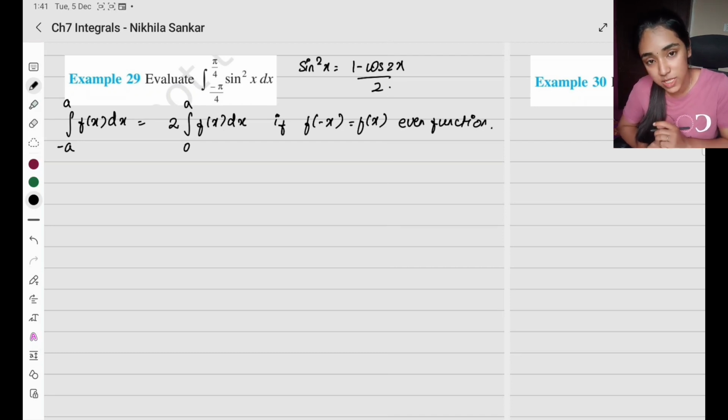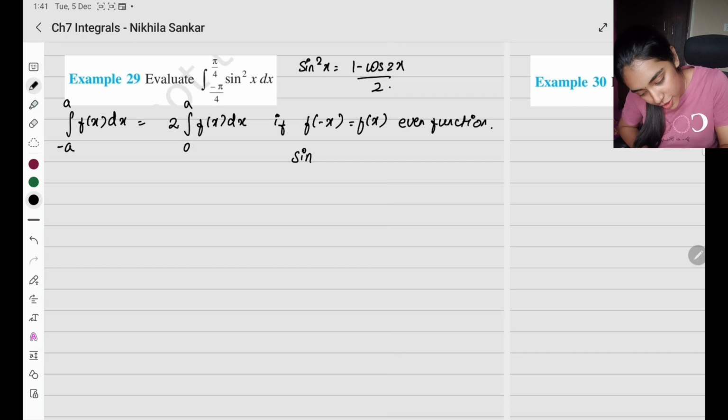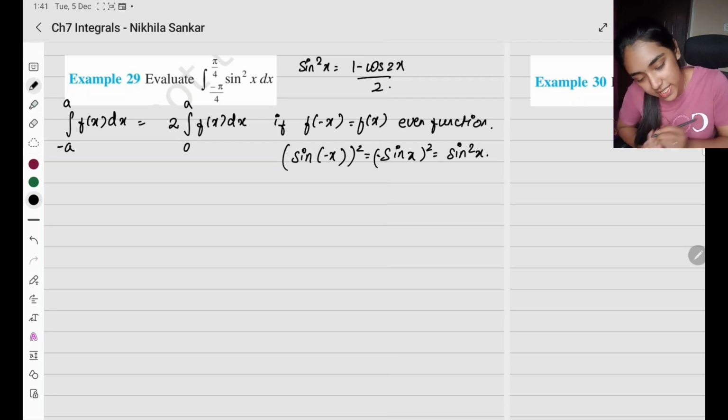So you have sine square x. Is sine square x an even function? So I have sine of minus x the whole square. When I substitute that, I am again getting minus sine x the whole square, which is again going to be sine square x. So I see that f of minus x is going to be f of x. So yes, it is an even function. So we can write it in the formula.